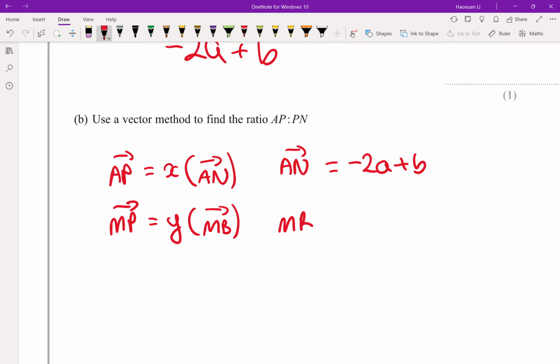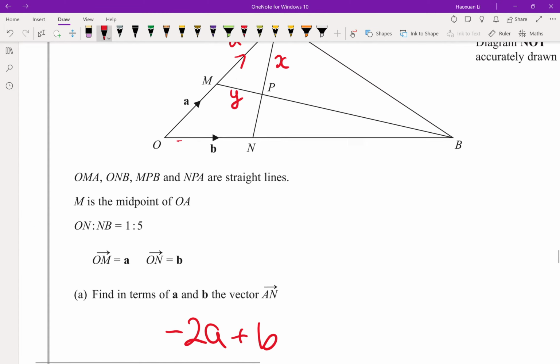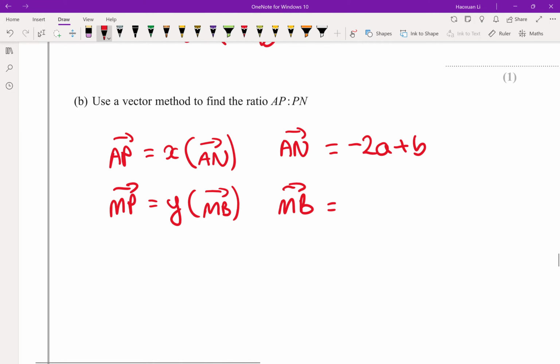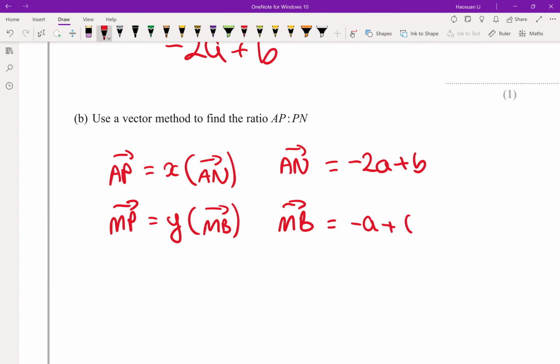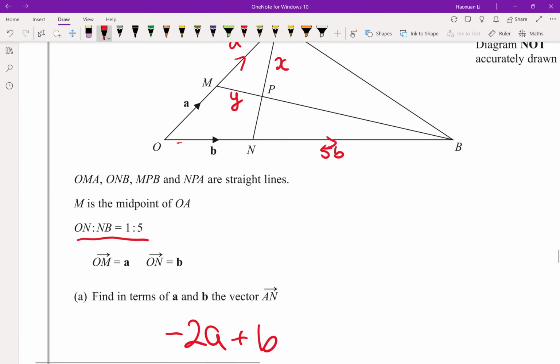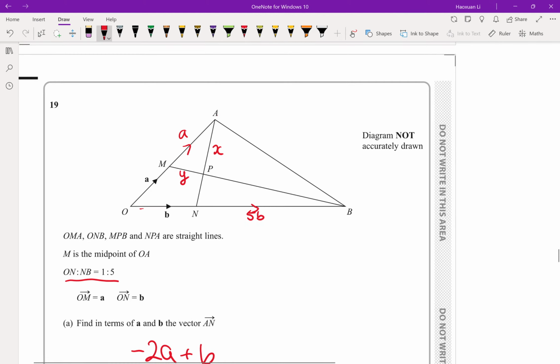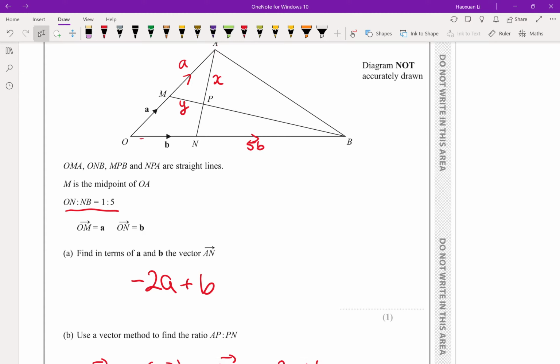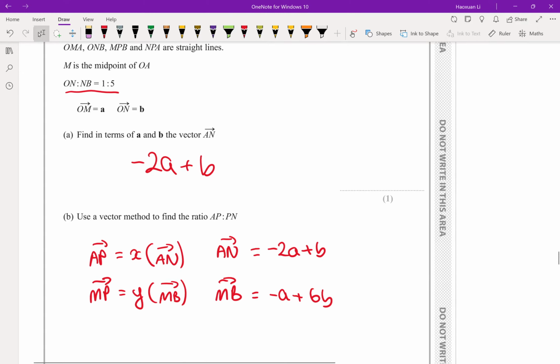Now you have to find MB. So if you read the question, ON to MB is 1 to 5. So that will be 5B here. So MB will be negative A plus 6B. So negative A plus 6B. So this is this length.